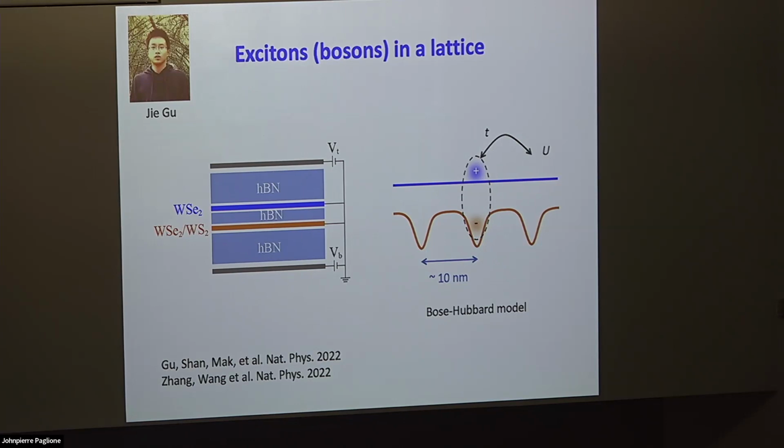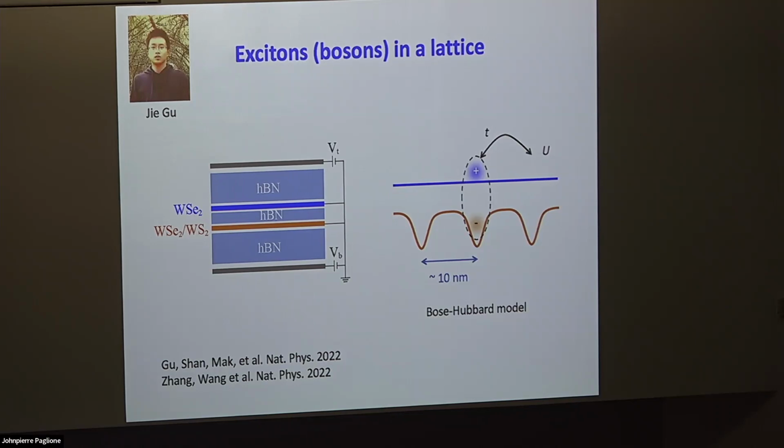And the electron and hole like to bind to each other very strongly because of the Coulomb attraction, and they form an exciton. An exciton is a composite boson, because the electron is spin 1/2 and the hole is also spin 1/2. When you put them together, they form a boson. And the periodic potential of the bottom layer provides a trapping potential for the electron, but the electron is bound to the hole. So effectively, you provide a trapping potential for the excitons in the system.